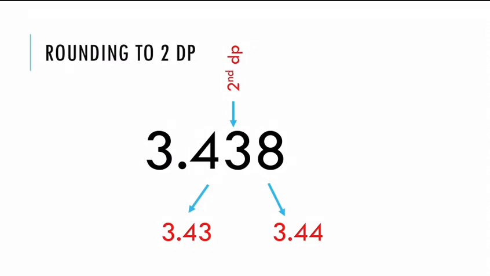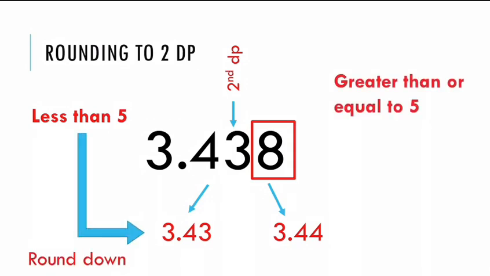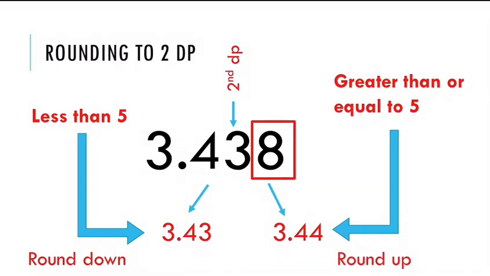I'll look at the number after the decimal place I'm rounding to, so that is the 8 in the third decimal place. If that number is less than 5, I round down. If it is greater than or equal to 5, I round up. And since 8 is greater than 5, I round up. So my answer is 3.44.